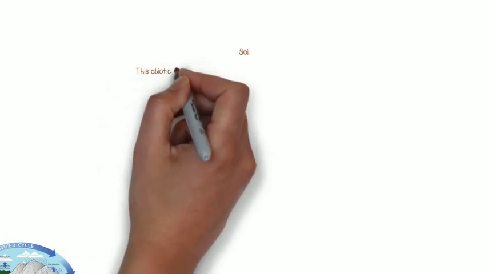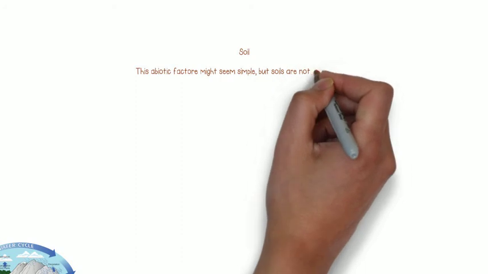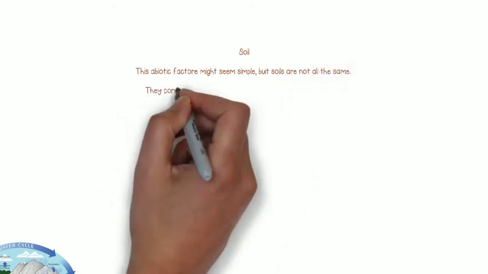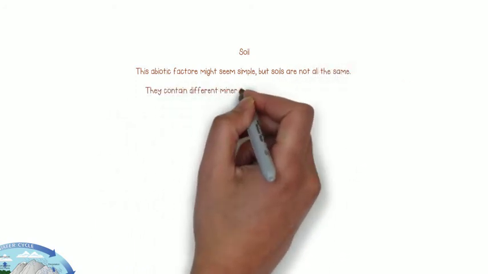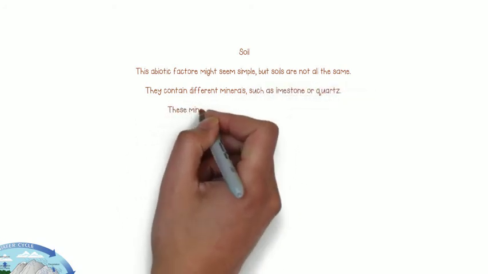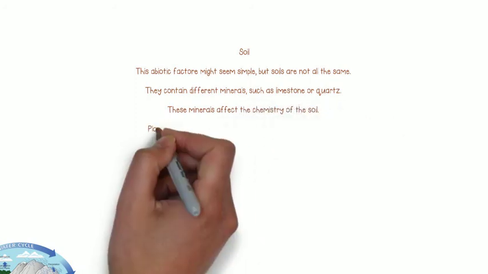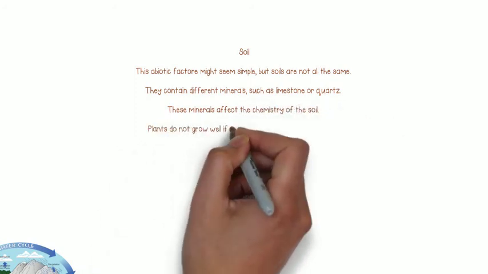Soil. Earlier you read how to grow a plant. One of the things you would need is a pot filled with soil. This abiotic factor might seem simple, but soils are not all the same. For one thing, they contain different minerals, such as limestone or quartz. These minerals affect the chemistry of the soil, such as the acidity or alkalinity.